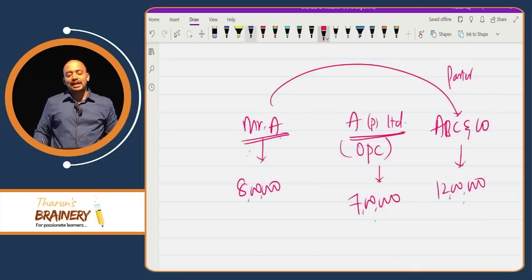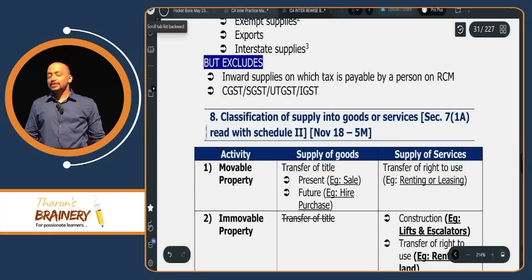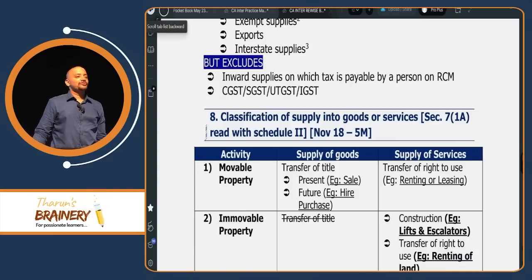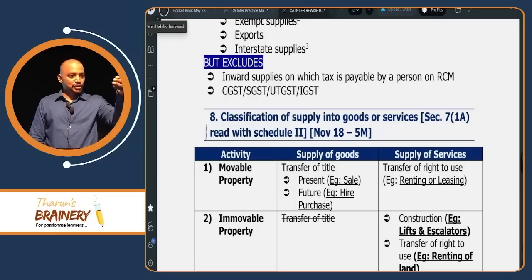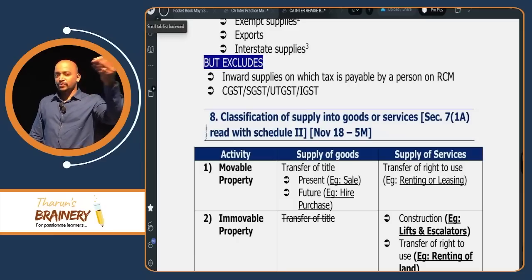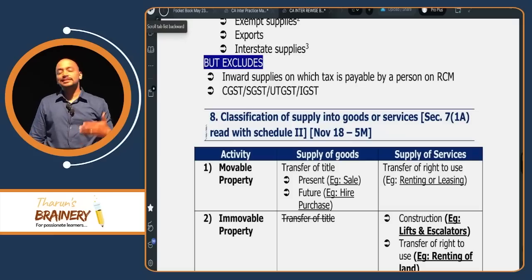And what is the purpose of aggregate turnover here? Why do we determine aggregate turnover? Mainly to determine the threshold limit for registration. So, whenever the aggregate turnover of a person exceeds the threshold limit for registration, like 20 lakhs or 10 lakhs or 40 lakhs, then they are liable to get registered for that purpose.